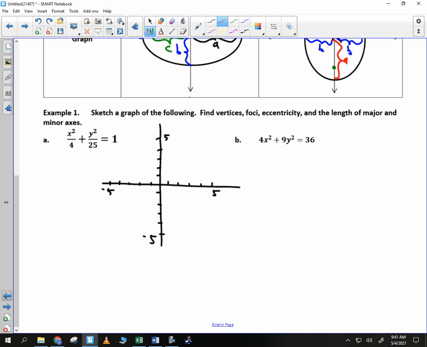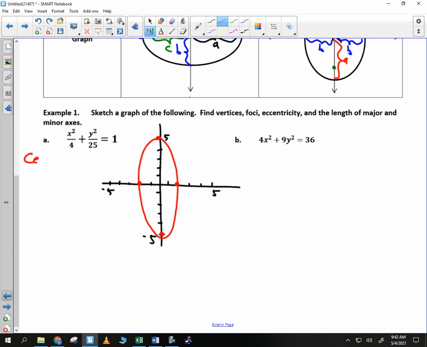How many units does it stretch vertically in each direction? 5. How many units does it stretch horizontally in each direction? 2. That's pretty quick, isn't it?